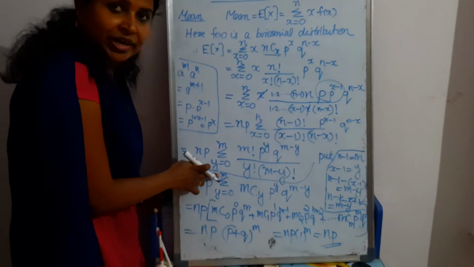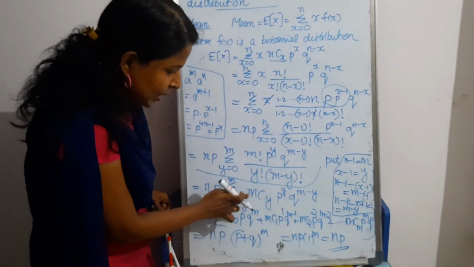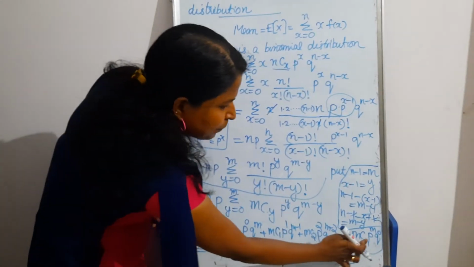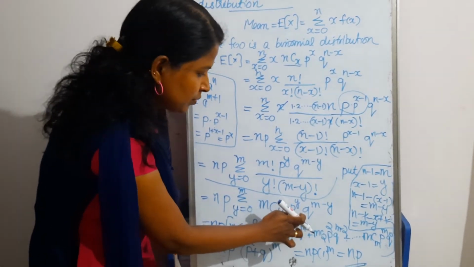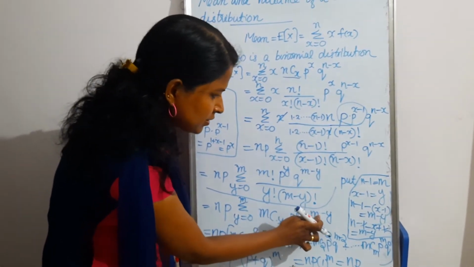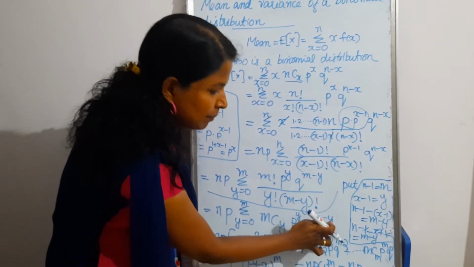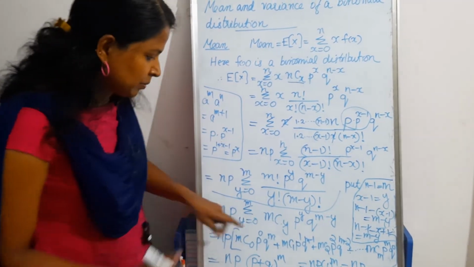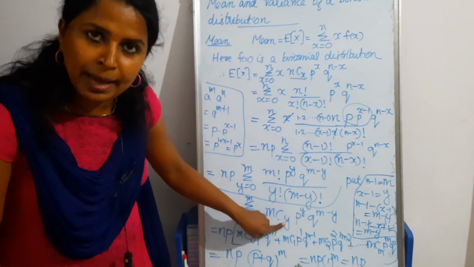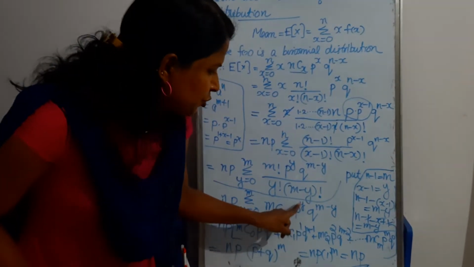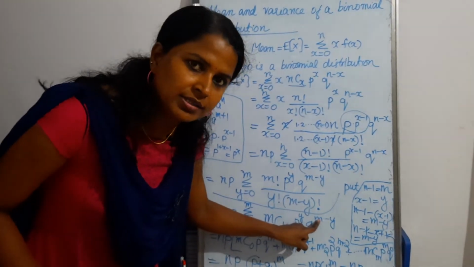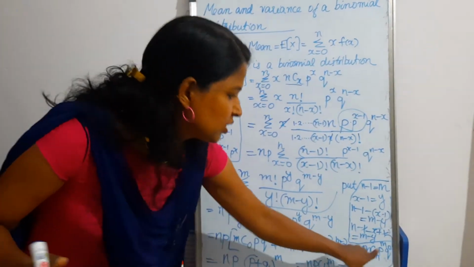Last value y equal to m, that is mcy, p raised to m, q raised to m minus m. m minus m is 0. Last term is mcm, y equal to m. mcm, p raised to m, q raised to m minus m, that is q raised to 0.